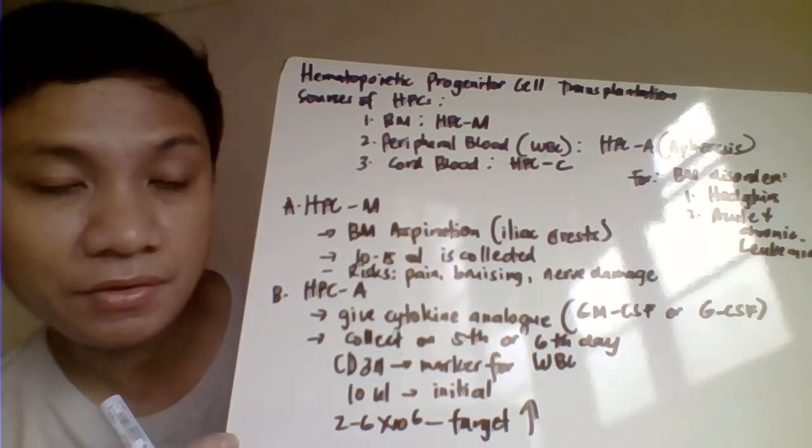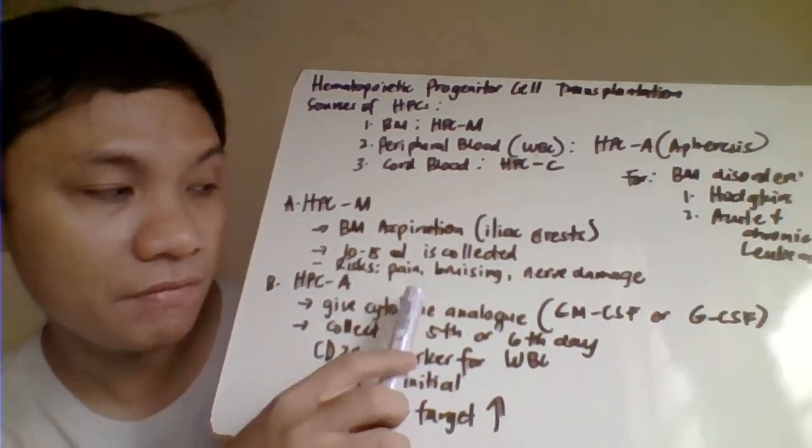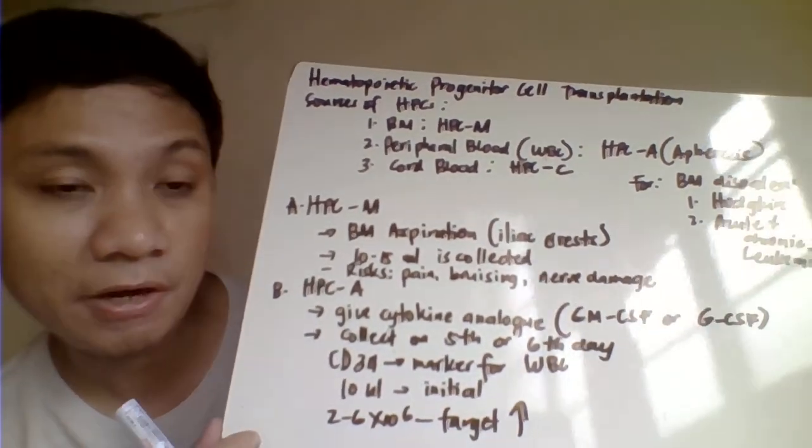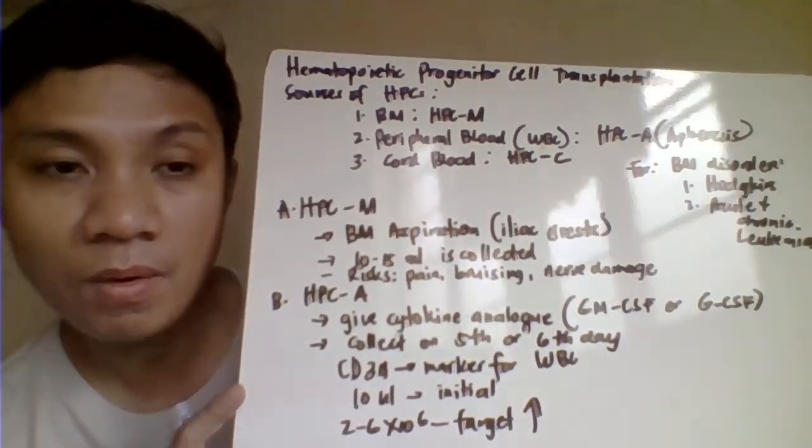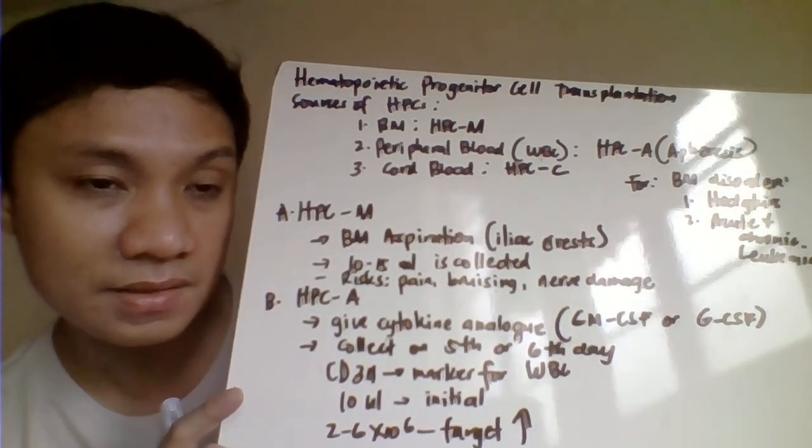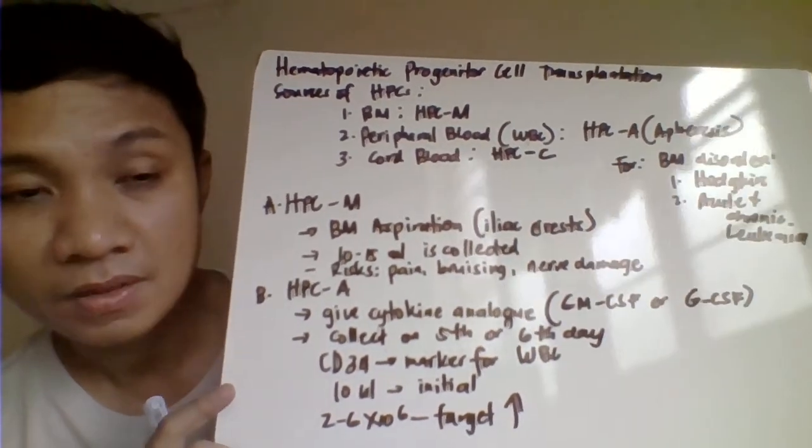Okay, we have here the risk factors for bone marrow aspiration: pain, bruising, or nerve damage. Another one, we have your HPC apheresis for your WBC, peripheral blood.